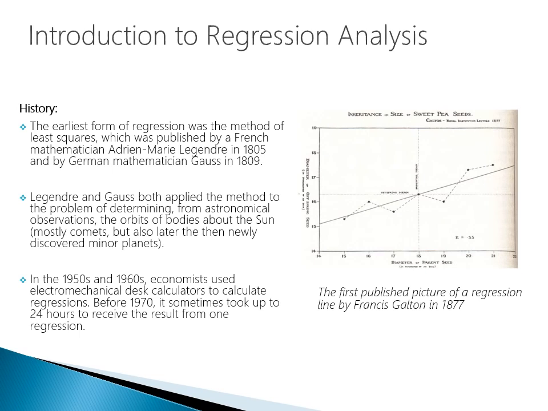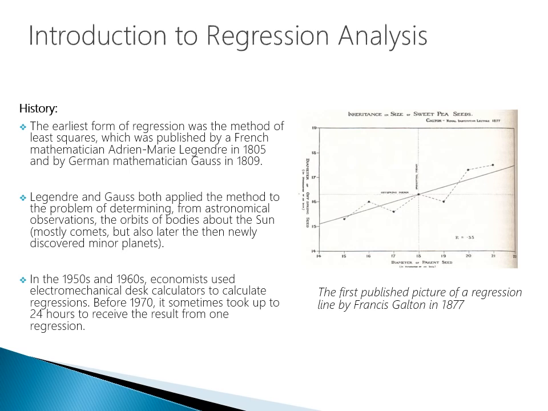In the 1950s and 1960s, economists used electromechanical desk calculators to calculate regressions. Before 1970, it sometimes took up to 24 hours to receive the result from one regression. This is something that we take for granted, even though the technology and the approach of regression analysis has been around for a couple centuries now. But the computing power and the resources required to get business-level insights from regression, only recently have we stepped into computing power that can handle these tasks.